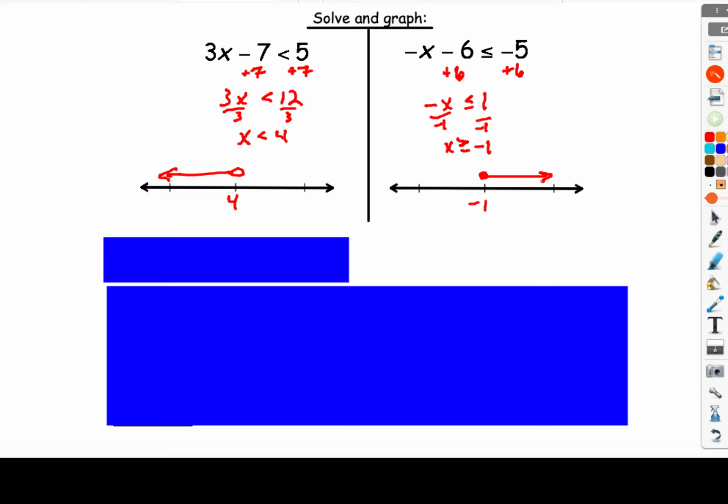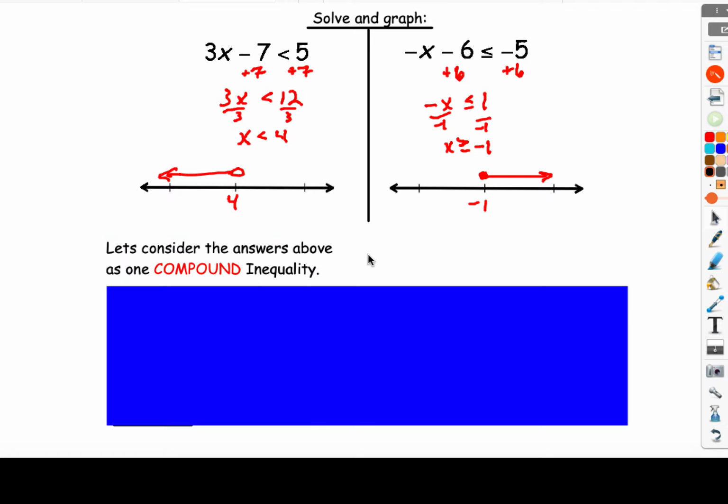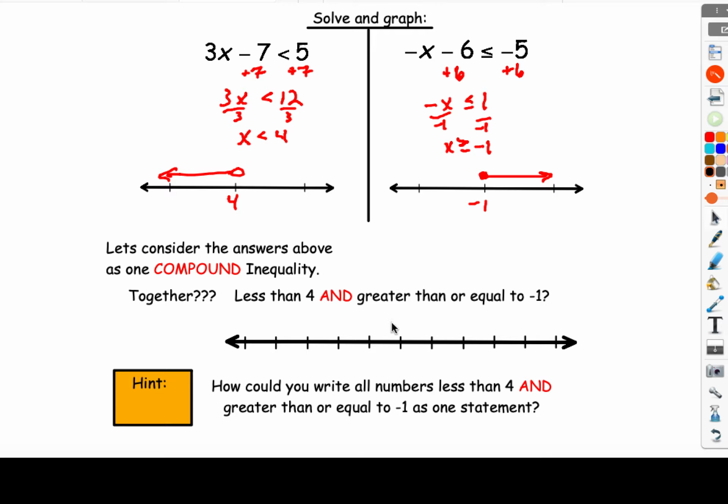And again, negative 1 on my number line, greater than or equal to, so solid dot, and going to the right. Now, a compound inequality has a little bit different flavor to it. Let's consider the above answers as a single compound inequality. What if we said we wanted an answer that was less than 4, just like we did up here on the left, and greater than or equal to negative 1 at the same time? Less than 4 and greater than or equal to negative 1.